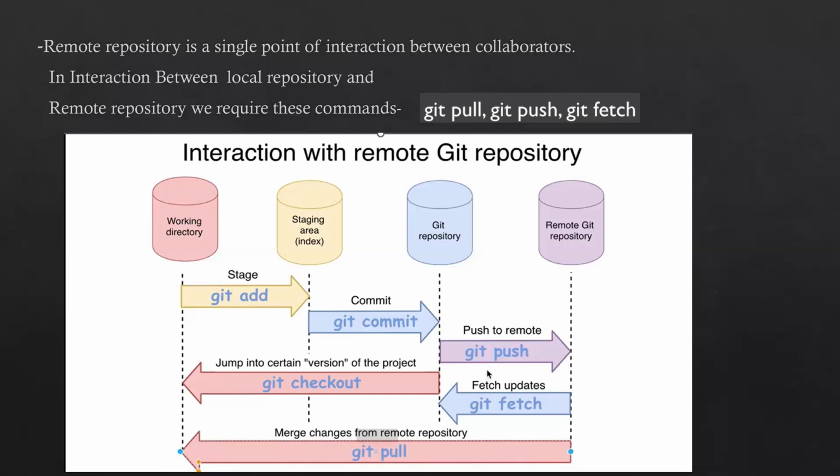Merge changes, like git pull. What is git pull? I will explain it at the end of the slides, but this time I will give a little introduction. So what is git pull? Git pull is basically a combination of the git fetch and merge commands. Firstly, we have to git fetch, and after that we have to merge it.